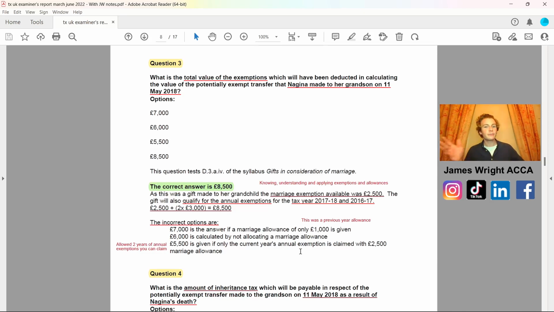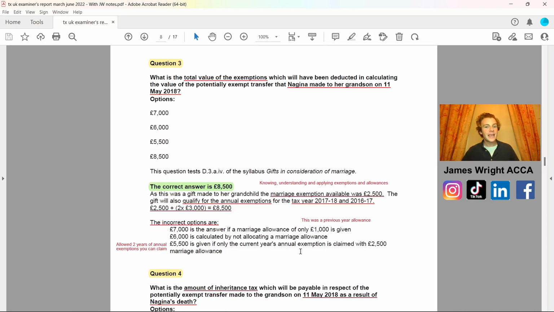So in this case, the gift was made to her grandchild, the marriage exemption is available, which was £2,500, which again, for your particular examination in your tax year, that could change accordingly on there, but you just got to pick up on that it was relating to the marriage. The gift will also qualify for the annual exemptions, so that is the 2 amounts of £3,000 per year. It will most likely still be £3,000 per year for your examination, but again, just check to see if there have been any alterations. So we've got the £2,500 for the marriage exemption plus the 2 annual exemptions gives us a total of £8,500 on there.